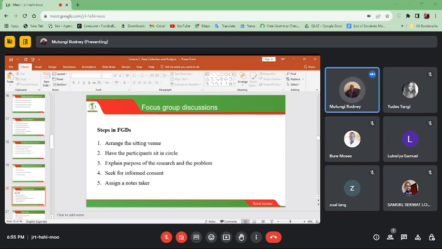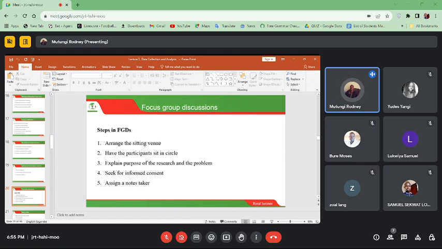That discussion should be free flowing, but in that discussion you need to make sure that you are a facilitator. You do not just ask questions and then provide information to them. No, you just give a question or a guiding question, and then these people are going to be discussing, but of course one at a time. So you make sure that first of all you arrange the sitting venue, have the participants sit in a circle, and explain the purpose of your research or your evaluation.